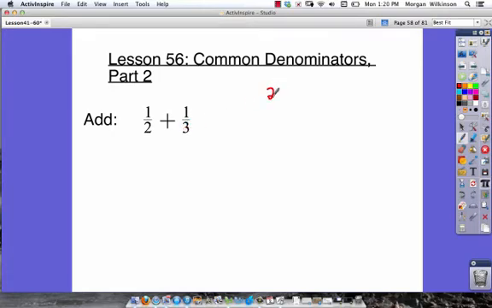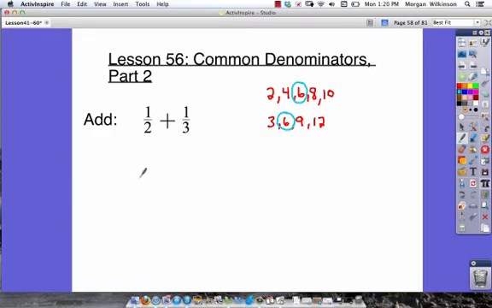Let's skip count. We've got 2, 4, 6, 8, 10, and we can stop there. For 3, it's 3, 6, 9, 12, and we can stop there because if you look closely at the lists, you can see that we've got a 6 and a 6. That must be our least common multiple. So in this problem, we're going to rewrite.